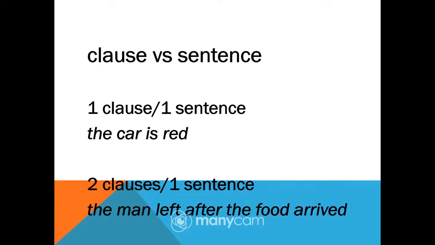Now you might be saying, well, isn't a clause just the same thing as a sentence? Not exactly. So to exemplify that, firstly up here we have one clause, one sentence example. The car is red. That's one clause. That's also one sentence. Below that we have an example of a sentence that contains two clauses, so they're not synonymous. The man left after the food arrived. So we have two clauses in here, the man left and the food arrived. They are joined together into one sentence with a subordinating conjunction that says something about the relationship between the two clauses, in this case to do with a time relationship.